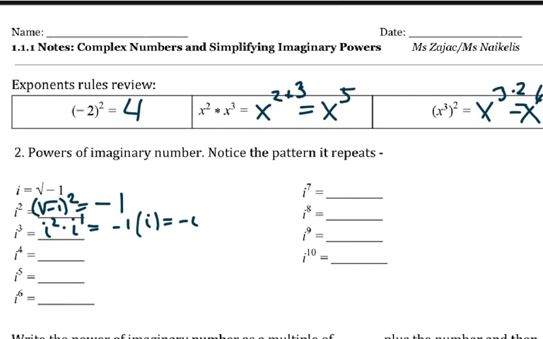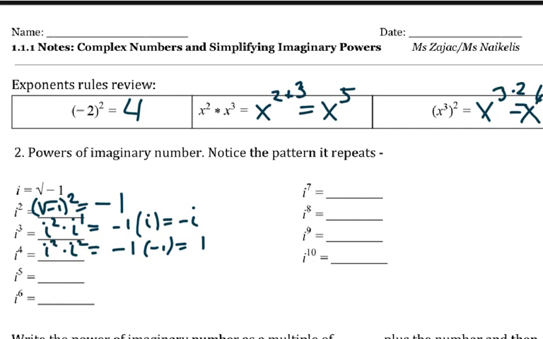I to the fourth, I can rewrite as I squared times I squared. And I know what I squared is. It's negative 1 times negative 1, which is equal to positive 1. So I to the fourth is positive 1. And imaginary numbers are cyclic, which means that every fourth power they're going to repeat and have the same value. So right now we have all of the answers that we actually need.